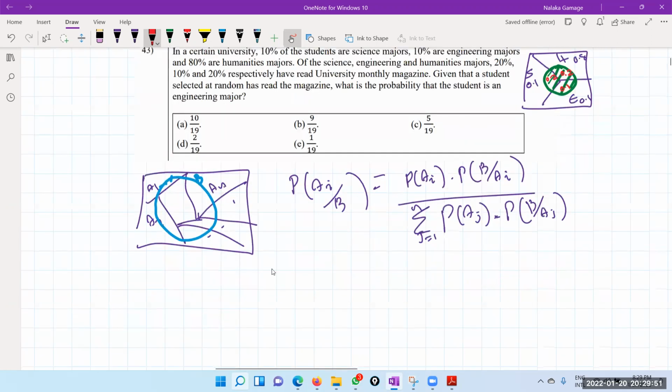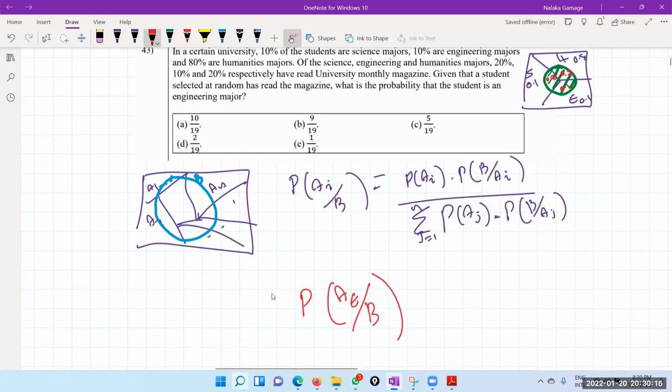Right. So probability given B, what is the engineering major? The chance of being engineering, A engineering.